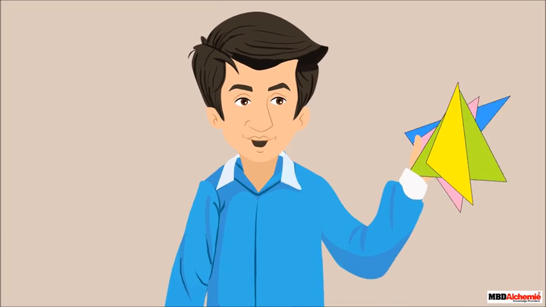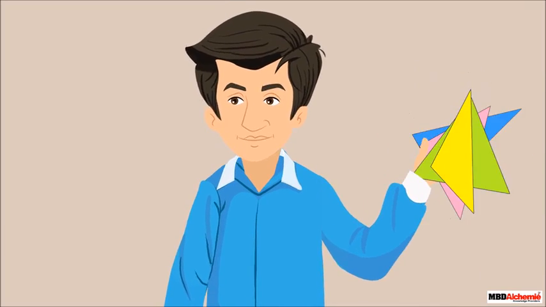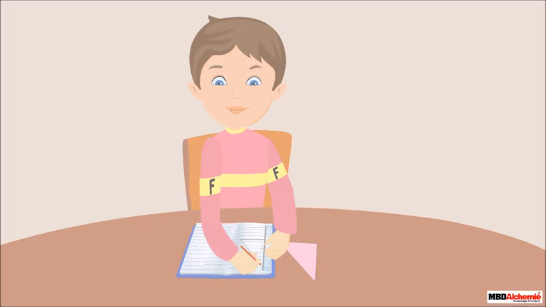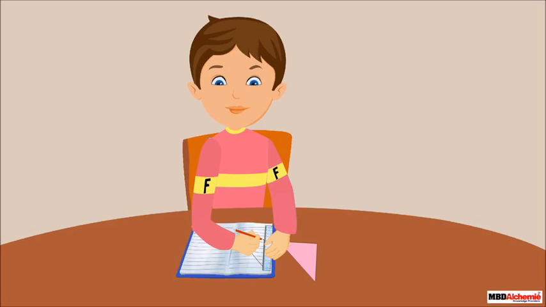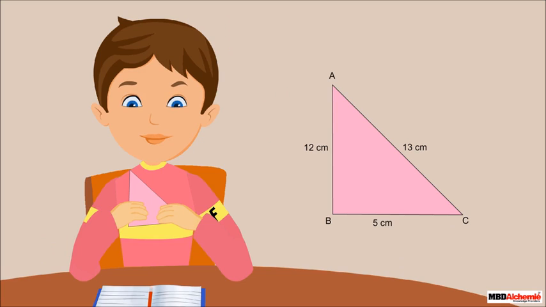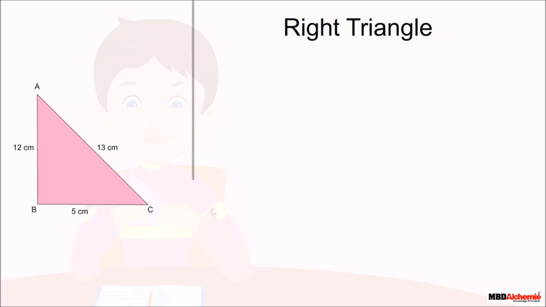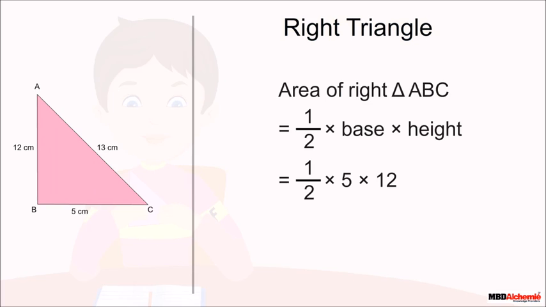He asks them to find the area of the triangles. All the children start finding the area. Sid identifies his triangle and says it is a right triangle. Do you know how to find the area of a right triangle? Sid finds the area of his right triangle using a formula. The area of a right triangle is half the product of its base and height.